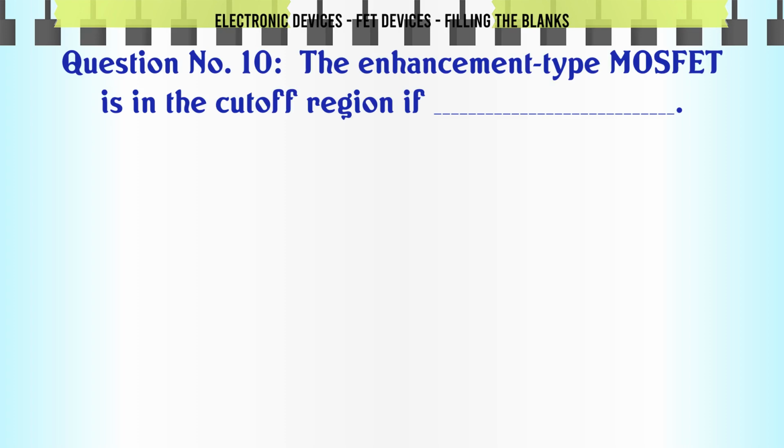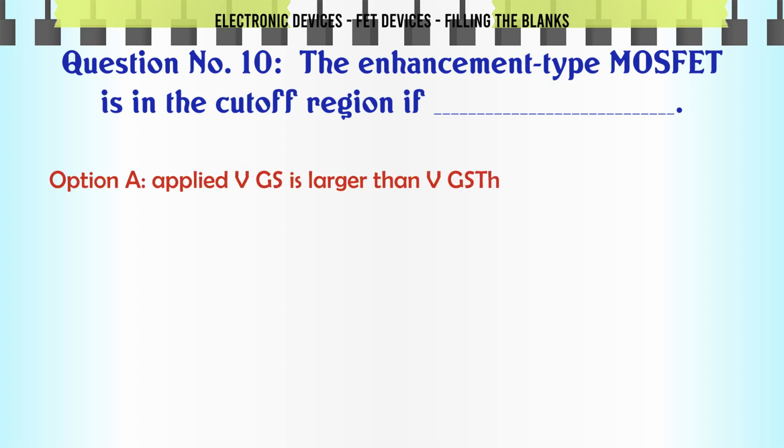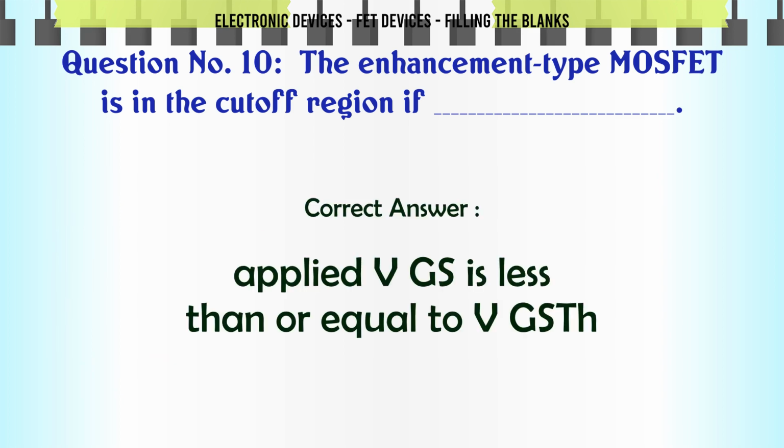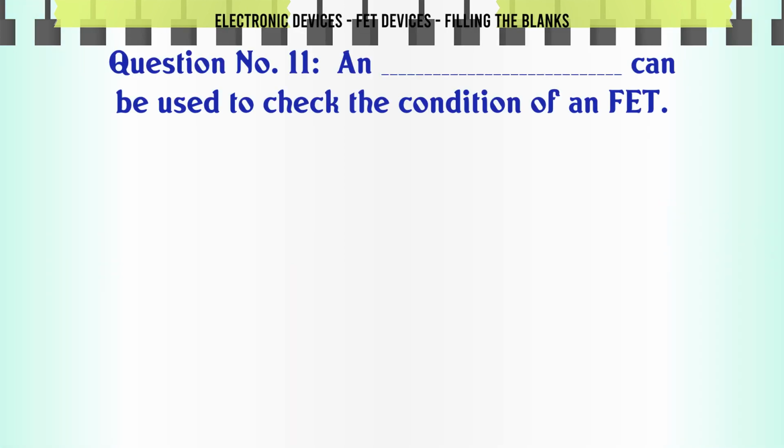The enhancement-type MOSFET is in the cutoff region if A. Applied VGS is larger than VGS(Th). B. Applied VGS is less than or equal to VGS(Th). C. VGS has a positive level. D. None of the above. The correct answer is applied VGS is less than or equal to VGS(Th).